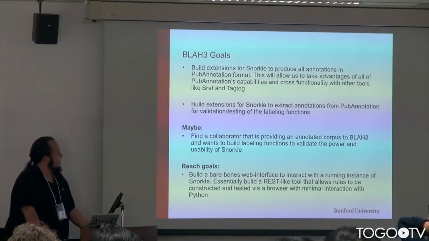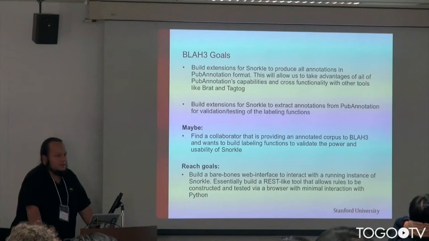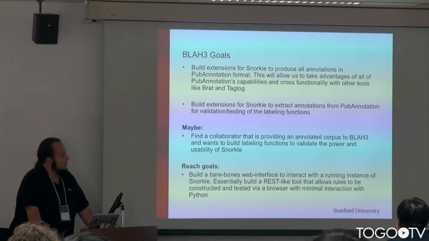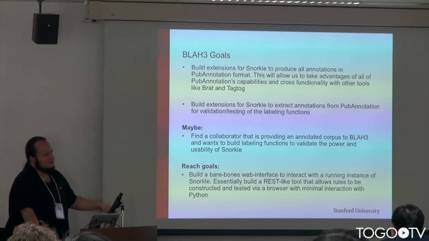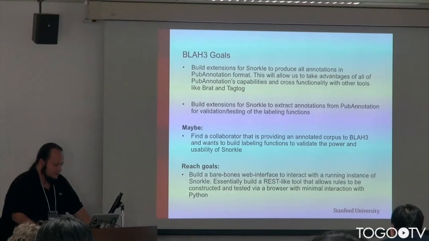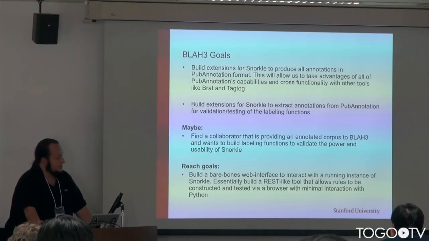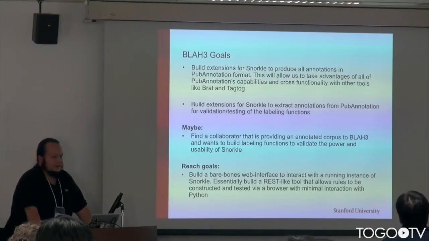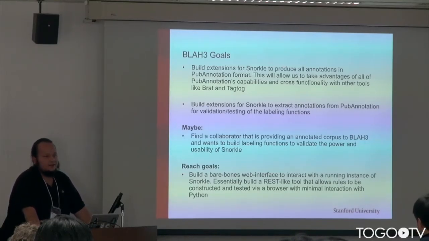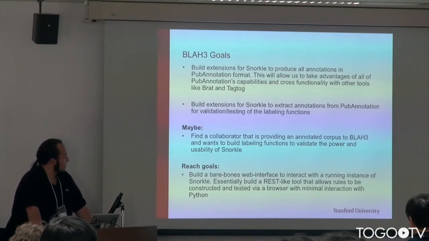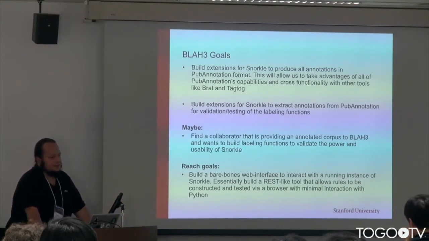The second goal will be to build an extension for Snorkel to extract annotations from PubAnnotation. If you want to get some ground truth data set that somebody else annotated and put in PubAnnotation, you can easily and seamlessly do it for the validation and testing of your own labeling functions. The maybe goal was to find a collaborator, somebody providing an annotated corpus during Blah, and see if anybody's interested in building labeling functions to try to replicate what you've done with that annotated corpus, just to validate the usability of Snorkel. Again, this is being independently done by another group at Stanford, but it will be nice to see it in a quick way.